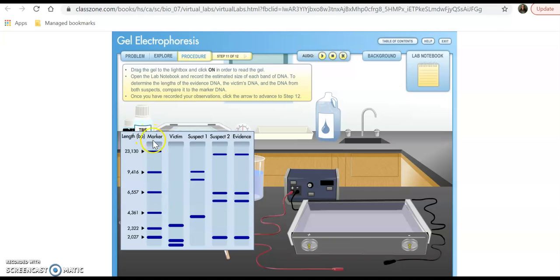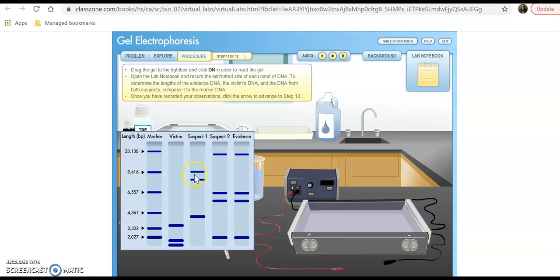So now you guys can look at the marker, and this tells us how many base pairs there are, and it's going to show us the victim and then our suspects. So we can try and match up whose DNA it is that lines up with the evidence. So it's kind of obvious here. We can see who we think is pretty likely to be our suspect.